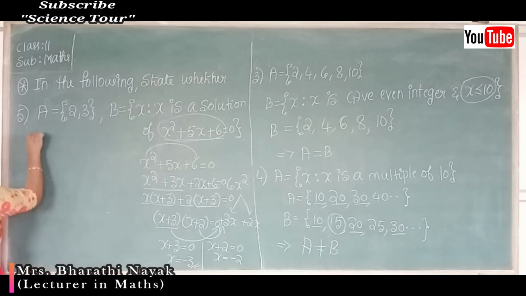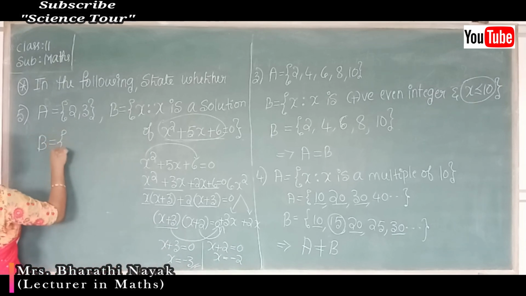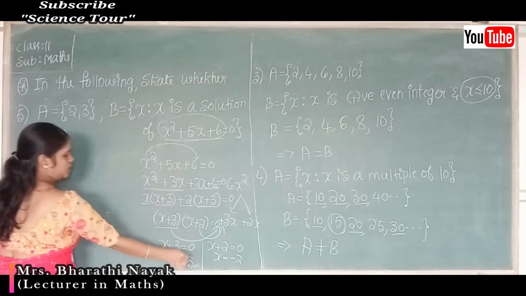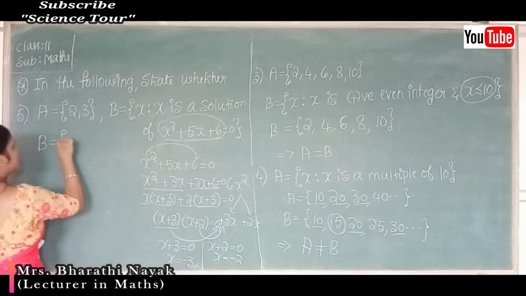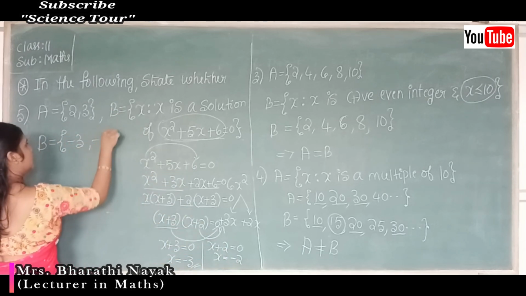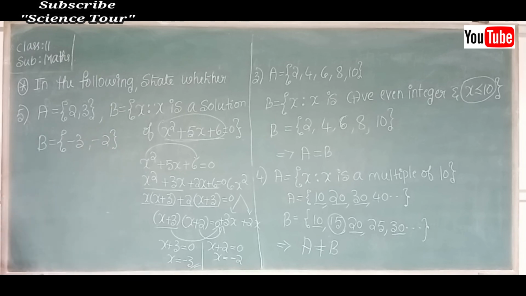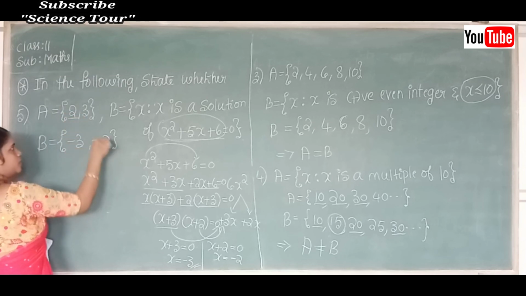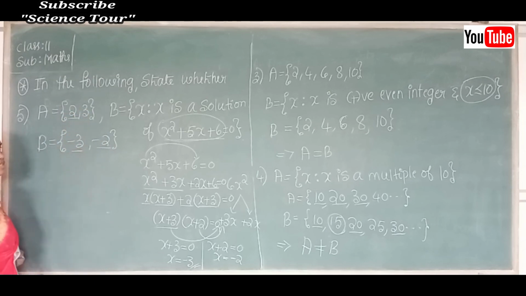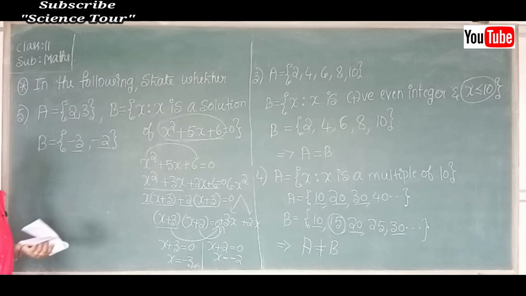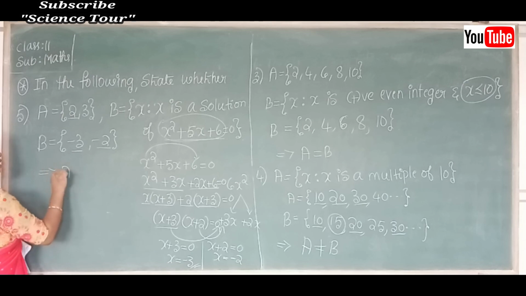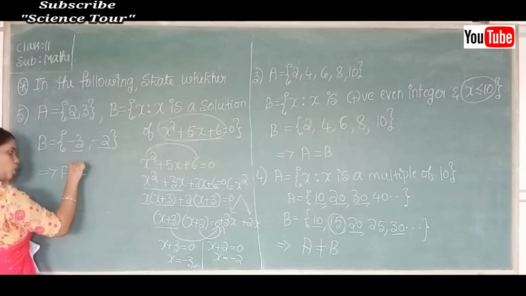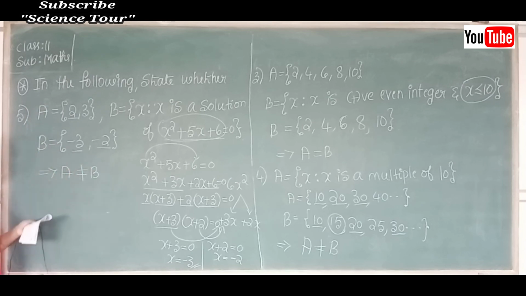Okay. So I'll write here set B equal to, the elements of this set B are minus 3 and minus 2. Okay. Now compare elements of set A and set B. Okay. So 2 but here minus 2. 3 but here minus 3. Whether the elements are same here? No, isn't it? So therefore this implies set A is not equal to set B. Okay.